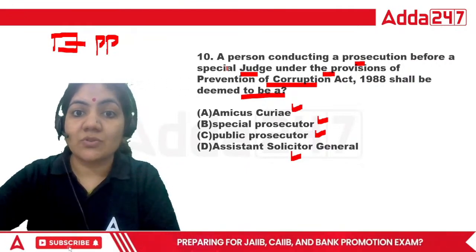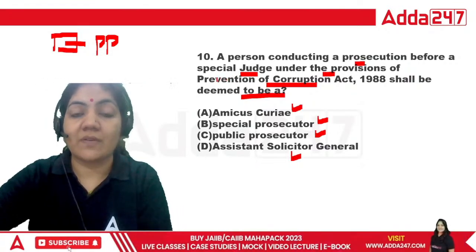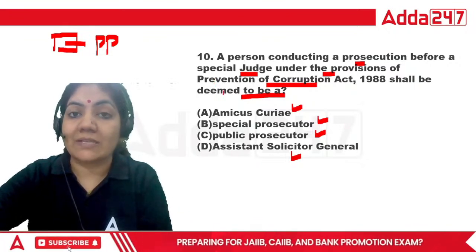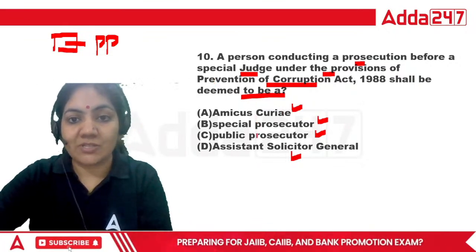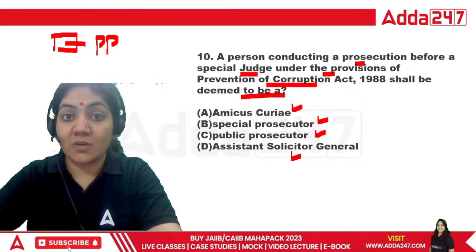So in the 10th question, if any case comes under the Prevention of Corruption Act, the advocate who will handle the case will be called what? Amicus curiae, special prosecutor, public prosecutor, or assistant solicitor general. So this is the question.